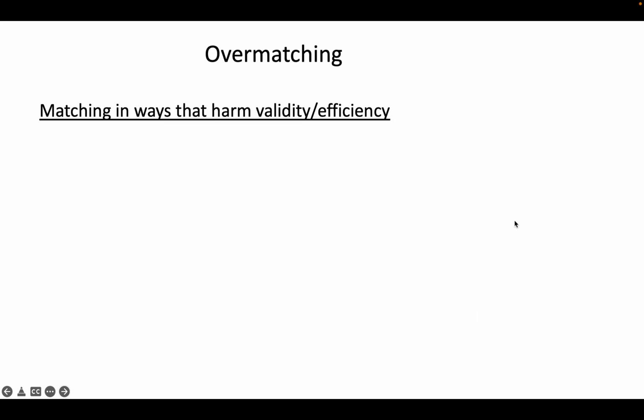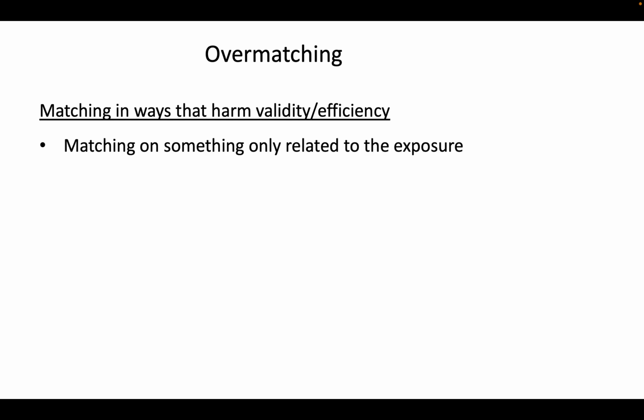Overmatching is matching in ways that harms efficiency or validity. So some examples of that are matching on something that's only related to the exposure. So that's something that's not a true confounder. It's just something that's only related to the exposure. And I'm gonna get to it in a second, but basically when you do that, you're making the exposure distribution in the cases and controls more similar than they would have been, and you're basically introducing bias without any gain.